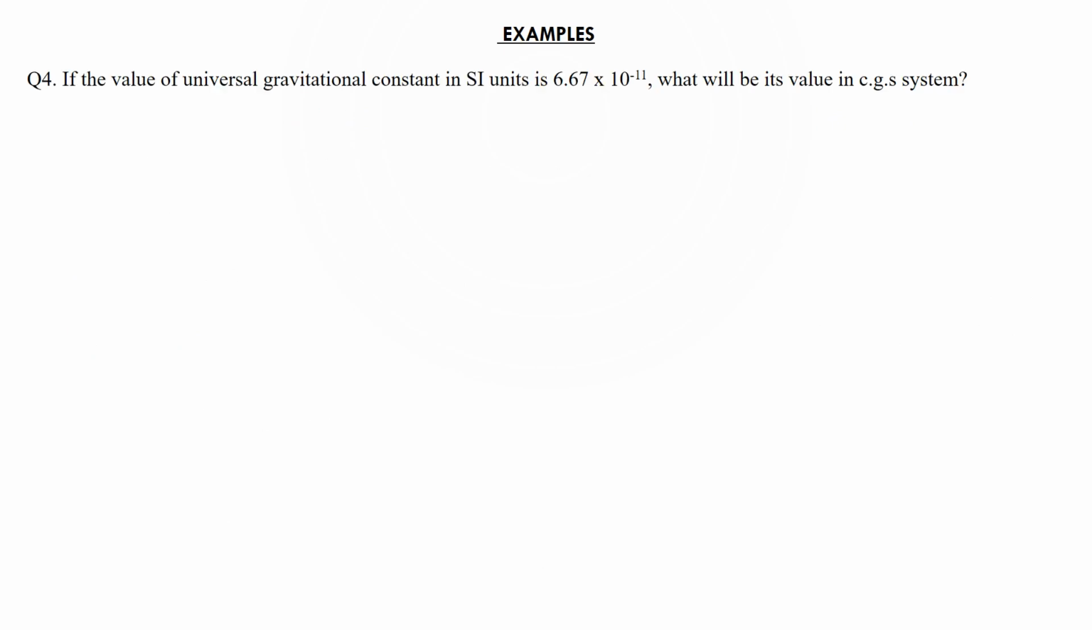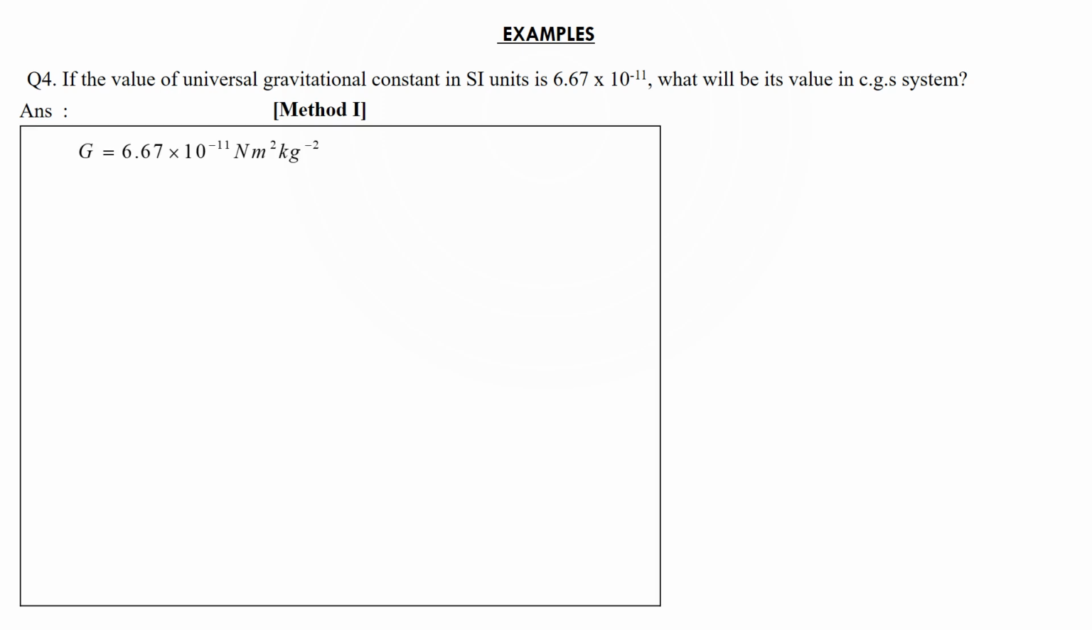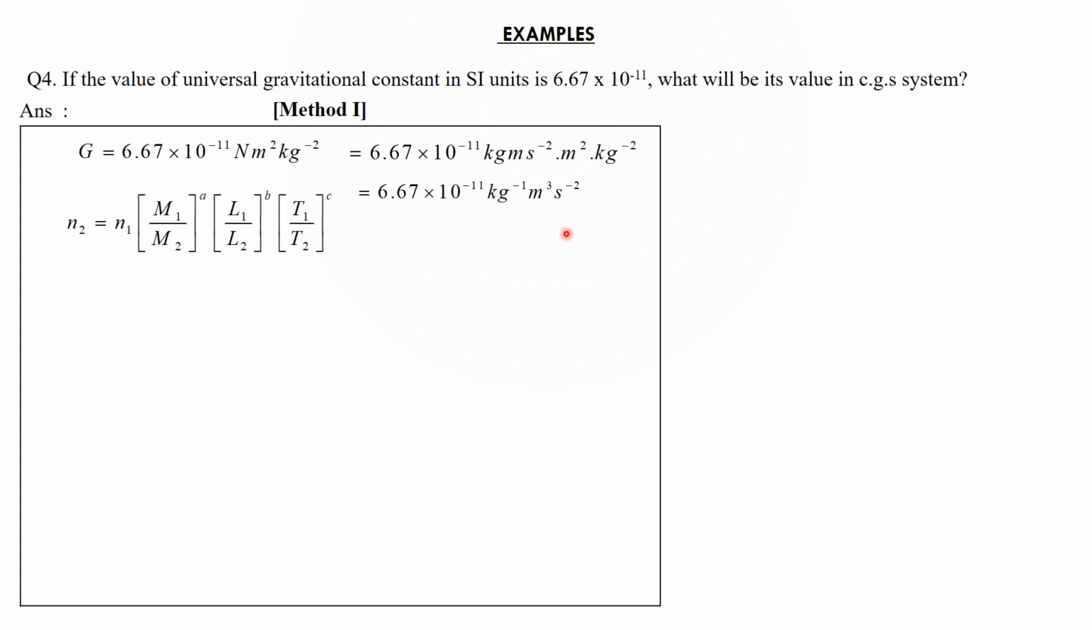Okay, let's take the last example in this. If the value of universal gravitational constant in SI units is this one, what will be its value in CGS? So method 1, G is given. We put the value of N, that is Newton, as kg meter per second square, and on solving we get 6.67 into 10 to the power of minus 11 kg to the power of minus 1, because it is kg 1 and minus 2, so it's minus 1. Then it is meter 1 and meter 2, that's why meter cube, and second to the power of minus 2 remains as such. Then our formula n2 is equal to n1 times.